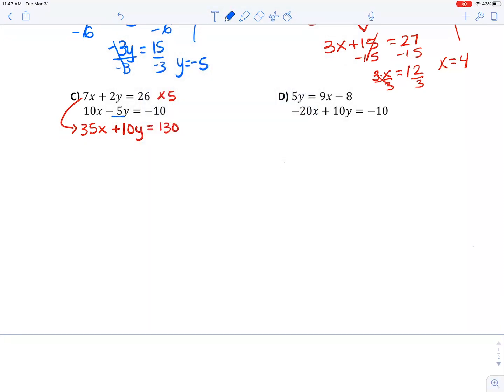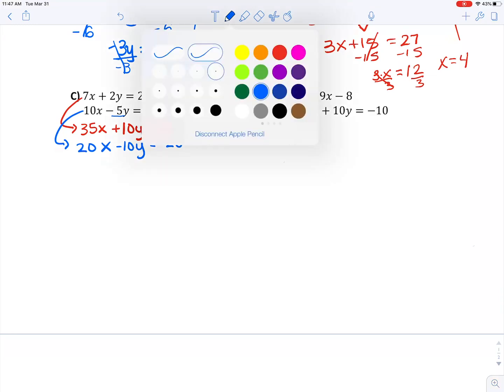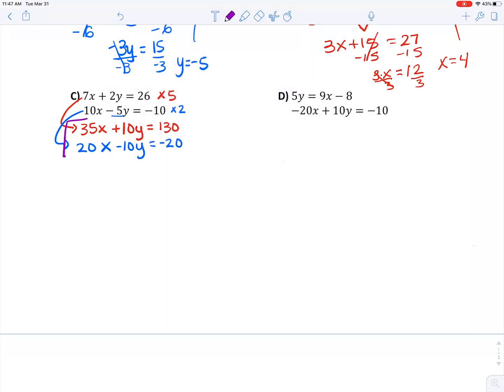Okay, how do I get negative 5y into a 10? Well, I could times it by 2. So we have 10x times 2 is 20x. Negative 5y times 2 is negative 10y. And negative 10 times 2 is negative 20. Okay, now your y values both have the number 10 in front of them.